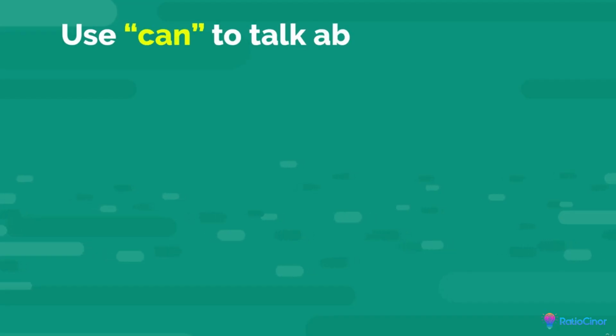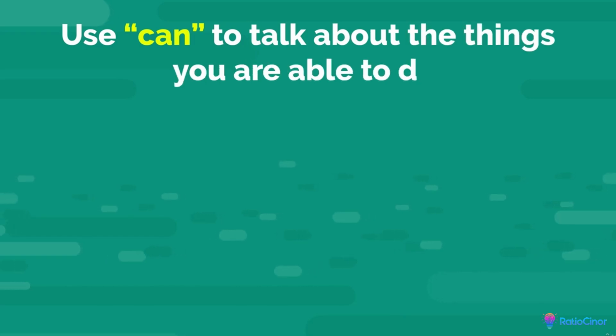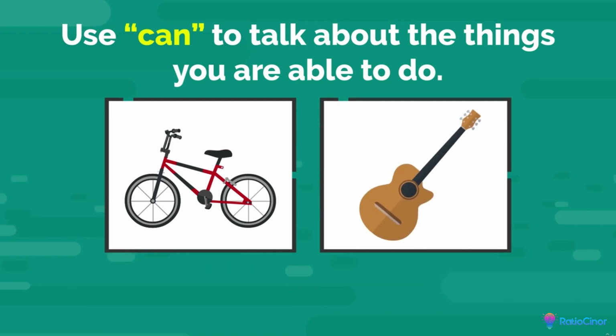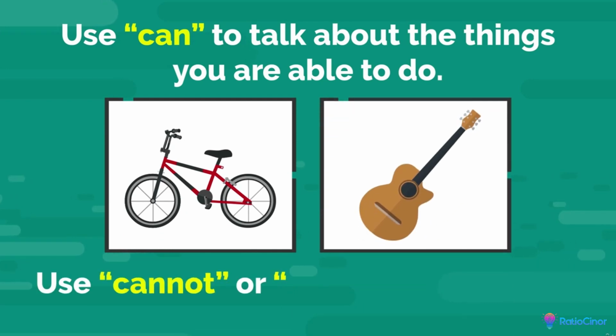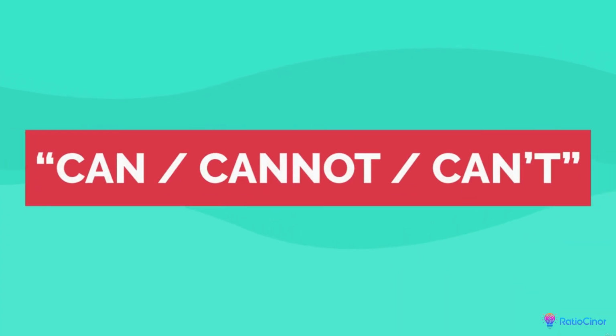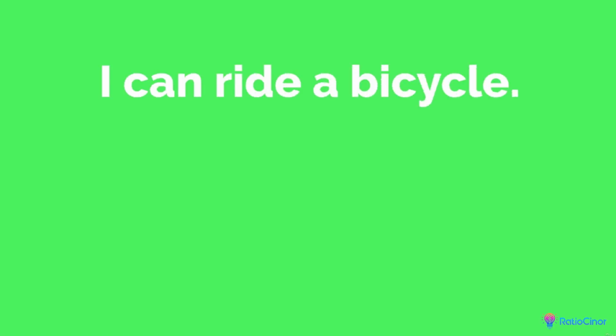What you can and can't do. Use can to talk about the things that you are able to do, such as ride a bicycle or play the guitar. Use cannot or can't for things you are not able to do. Can, cannot, can't. I can ride a bicycle. Base form of the verb.